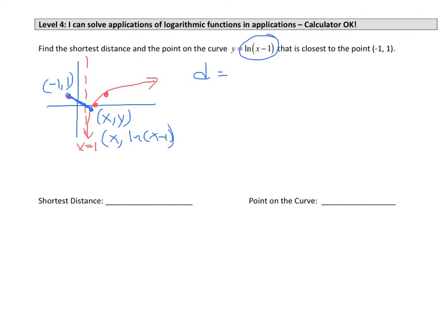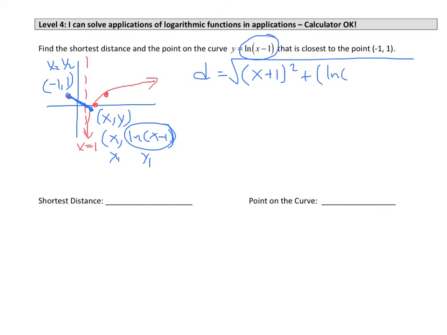So I use my 2 points as my x1, y1, and my x2, y2, and I plug them into the distance formula. So I subtract the x's. x minus -1 is going to become (x + 1) squared, plus, and then for y1, I'm using this expression, natural log of x minus 1, and then I subtract my other y value from the point, which is 1, and then I square it. And then we plug this distance formula into our graphing calculators.